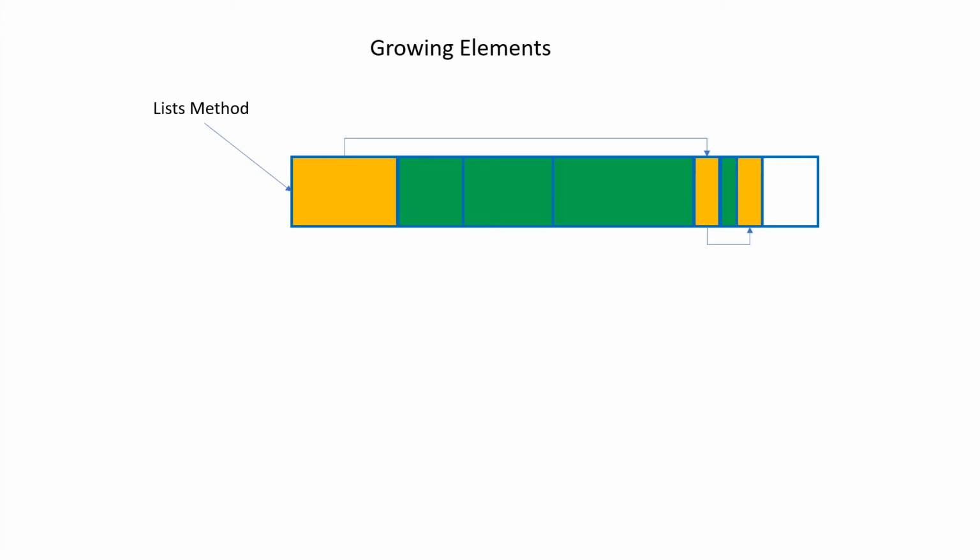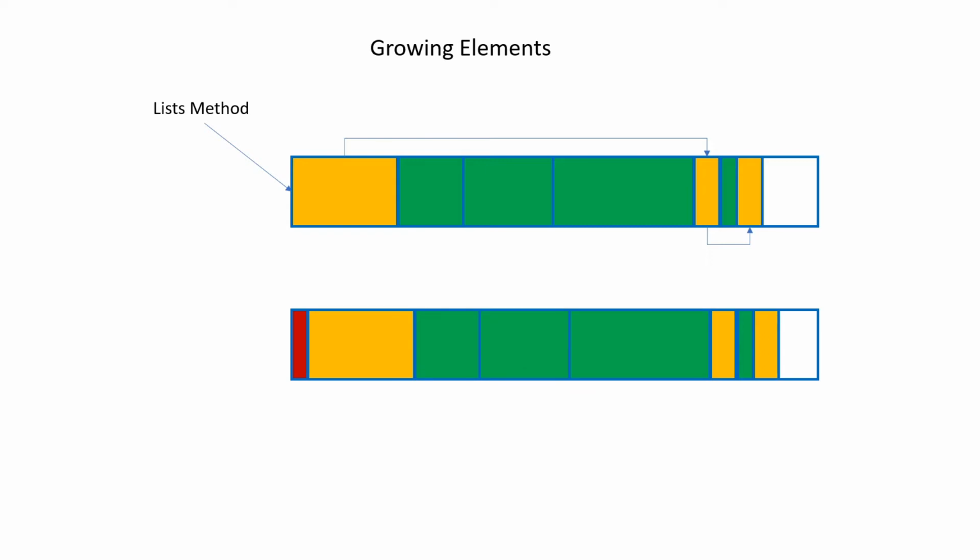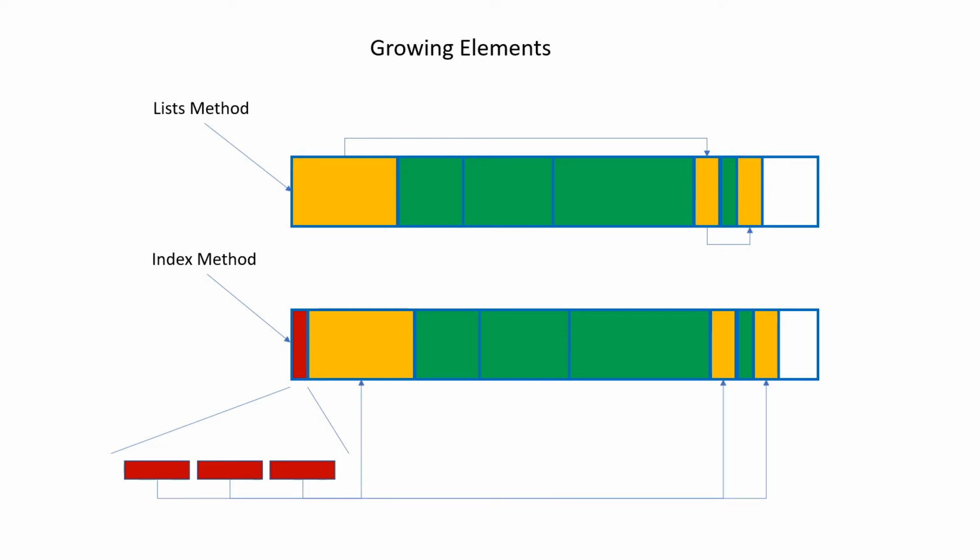Another pattern uses a universal header. This is the index method. The index keeps track of all the blocks, where they reside, how big they are, in one location. This is better for random access.